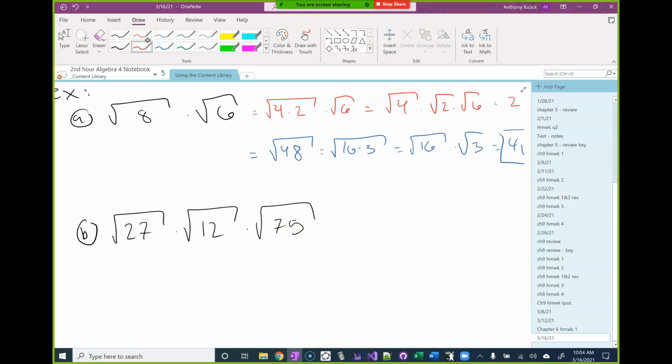So 27, 9 and 3, good. 12 is 4 and 3. 75 is 25 and 3. Everybody good there? So then I break that all up. So I have 3 root 3, 2 root 3, and 5 root 3.